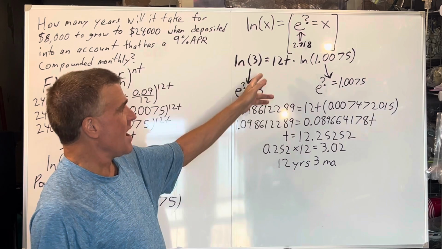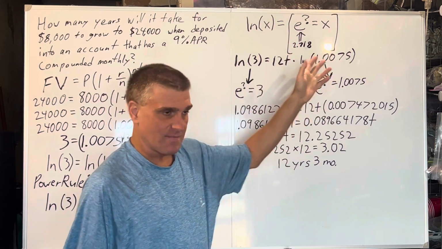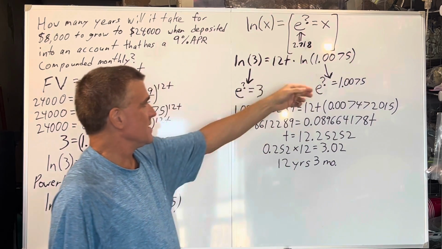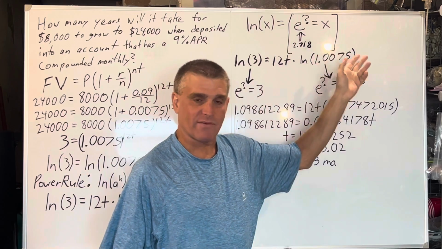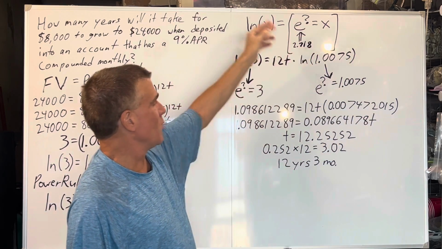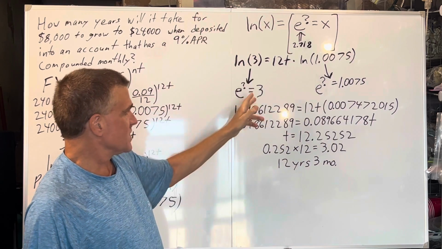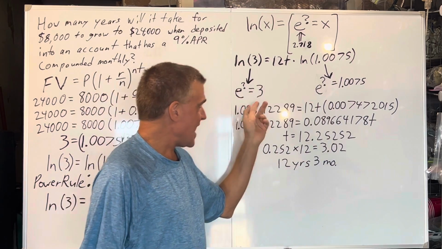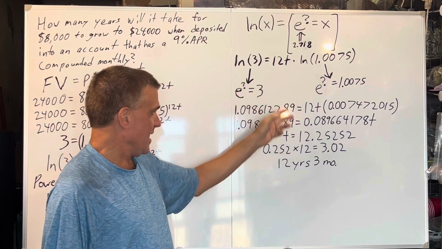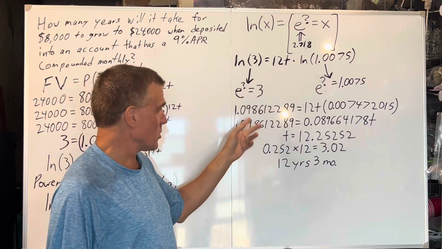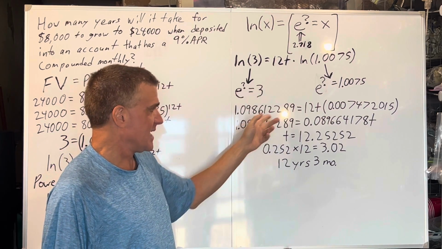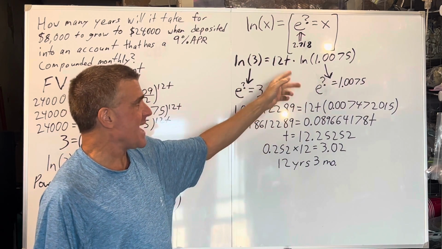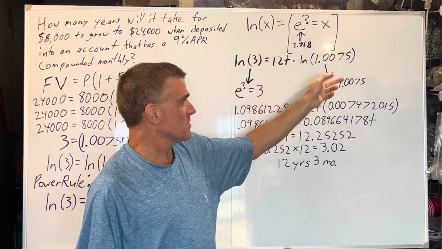What does it mean to take the log of x? What is actually taking the log of something? Well, it is: what does the power of e have to be for it to equal x? So what does the power of 2.718 have to be to equal whatever number you're looking for? In this case, on this side of the equation, the natural log of 3, what does e have to be the power of to be 3? Using a calculator, it was determined to be 1.098 and some change.